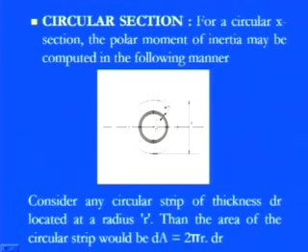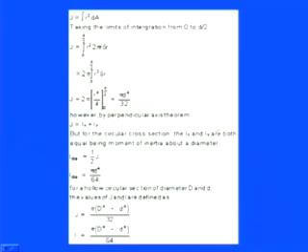We have a circular portion of diameter d, and our main focus is the small strip which has thickness dr and is located at a distance r from O. With that we can calculate the circular strip area dA, which is equal to 2 pi r into the thickness dr. So 2 pi r gives the total length, and multiplied by dr it gives the area. So dA is equal to 2 pi r dr for the circular section.